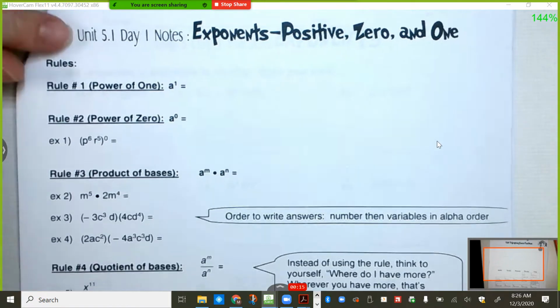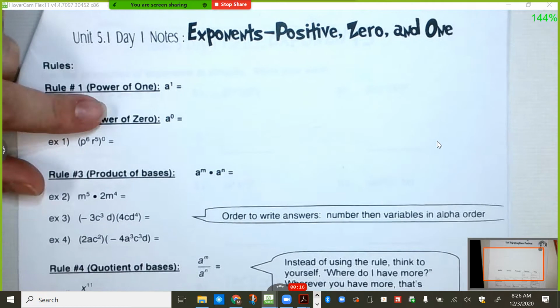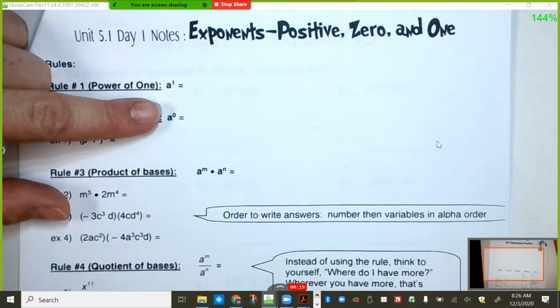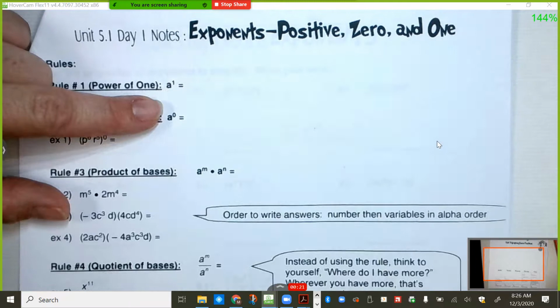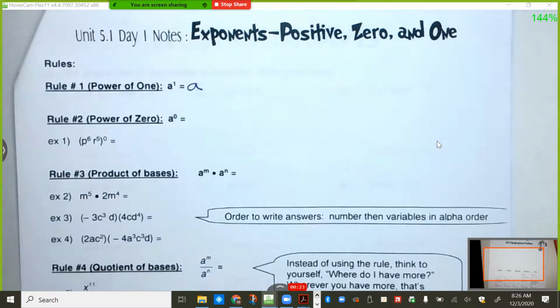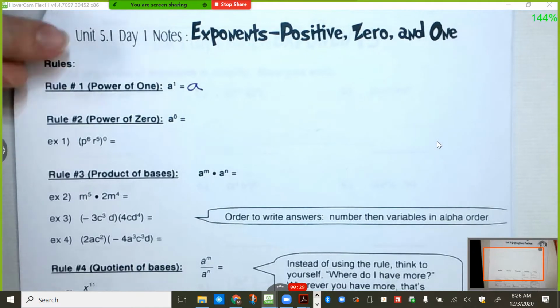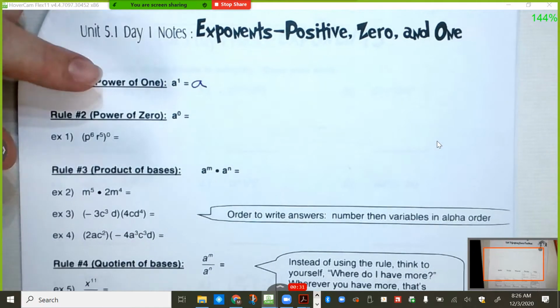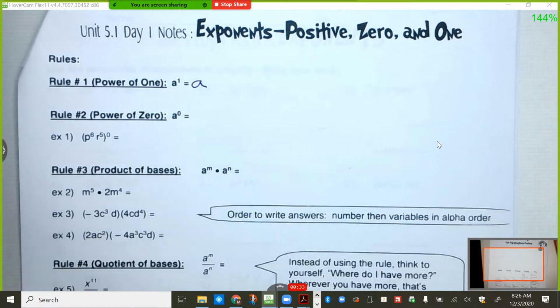So knowing that, it says rule number 1, the power of 1. Y'all, anytime you have something to the power of 1, it's just itself. You know how we always talk about the 1, like the 1 in front? You don't always have to put it, but you can. Same concept with the power, okay? If you ever have a letter, it always has a power of at least 1, but you don't have to put it, okay?